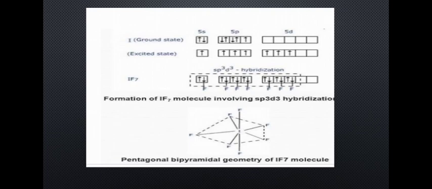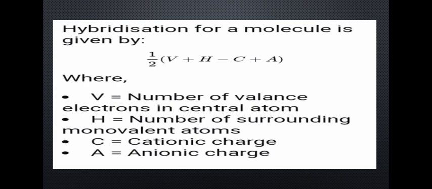Now we will discuss a shortcut method for finding the hybridization, structures and shapes. For this, we will use a formula. Hybridization is equal to half bracket number of valence electrons in the central atom plus number of surrounding monovalent atoms minus cationic charge plus anionic charge.